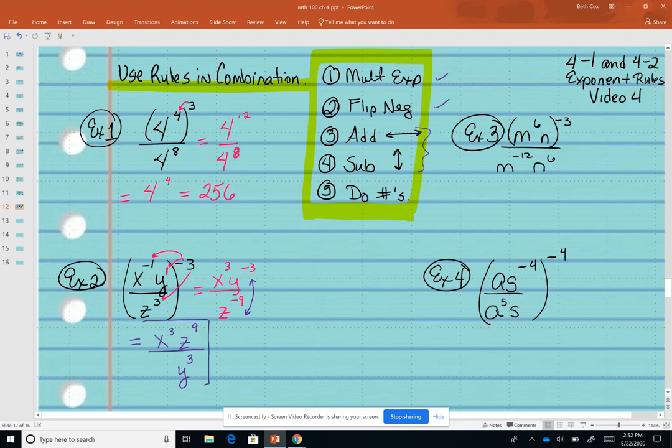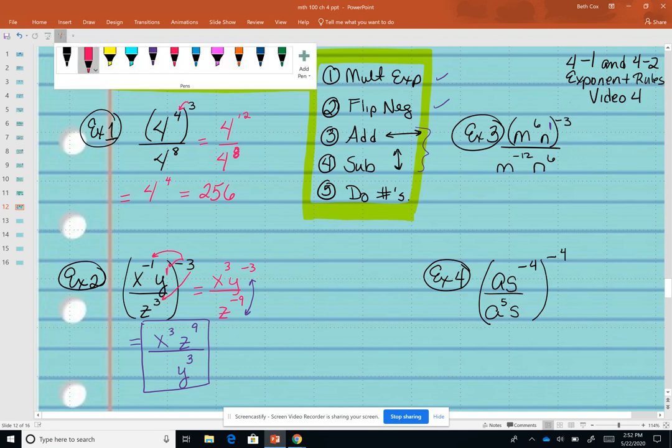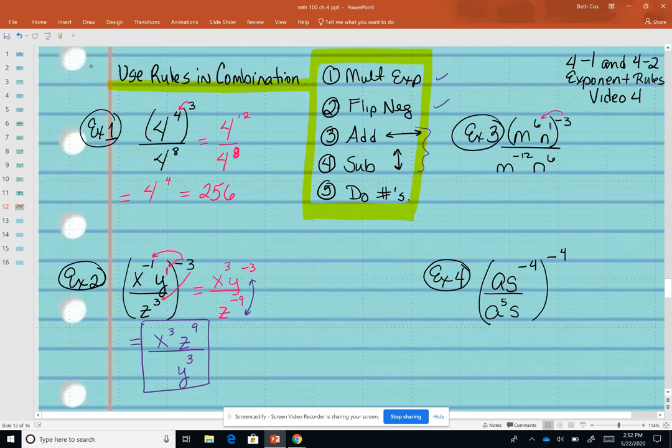So that's all I have to do for this problem. Let's move on to the next one. All right, here we go again. We've got the 1 right there on that n. Just remember that everything has an exponent. We'll do our first step, which is distribute or multiply.